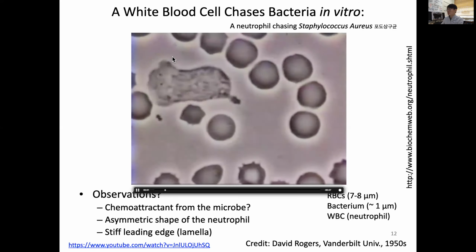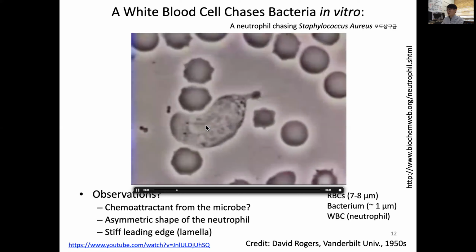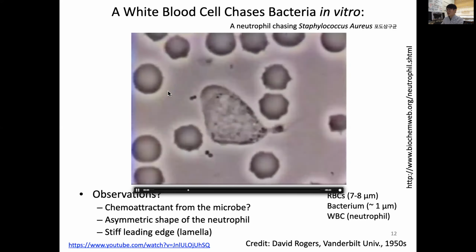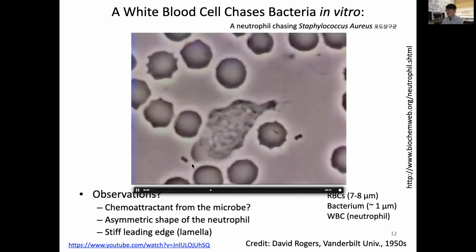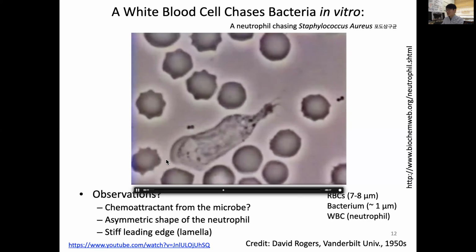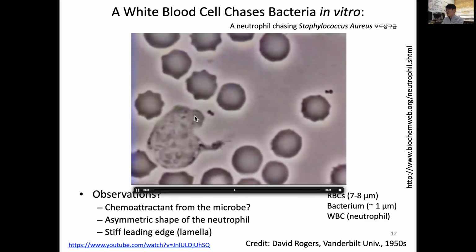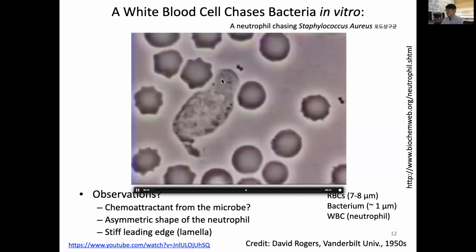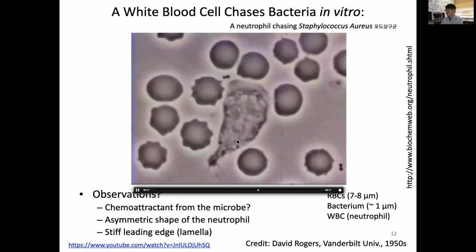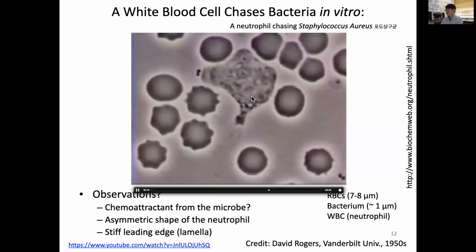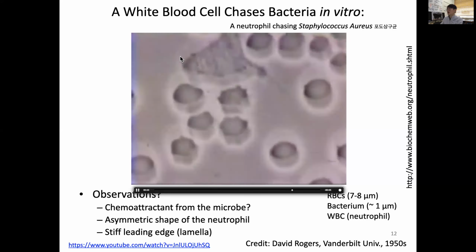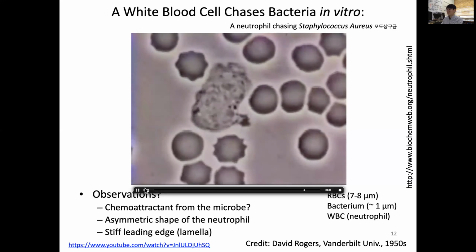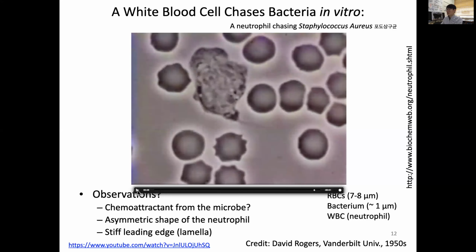So look at that, this ruffling on the side, and it knows where the bacterium is, and it keeps pushing the nearby RBC, which it neglects, but only looks for the bacterium. It changes its leading edge direction while there's a tail on the back, until it engulfs that bacterium and it slows down. So that's an in vitro example from 70 years ago.